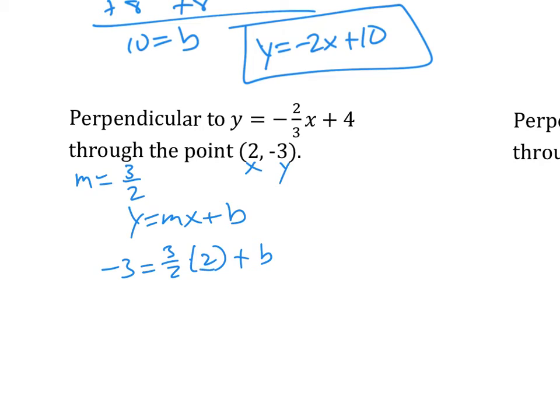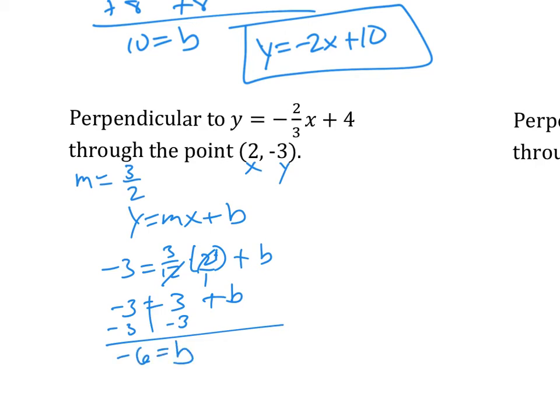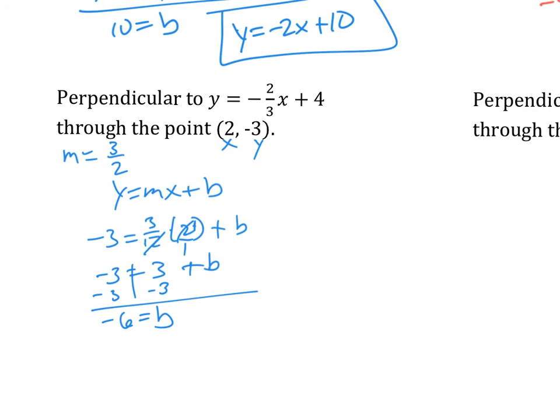Now, let's multiply this. This is 2 over 1. Okay, so we can actually cancel out our 2's here. Those will just be 1, and then we'll multiply across. So 3/2 times 2 is actually just 3. And then we'll have our plus b. We subtract 3 from both sides. Negative 3 minus 3 is negative 6 is equal to b. So that's our b value, our y-intercept. And then we'll rewrite our equation to y equals m, which is 3/2 x plus negative 6, or just minus 6.